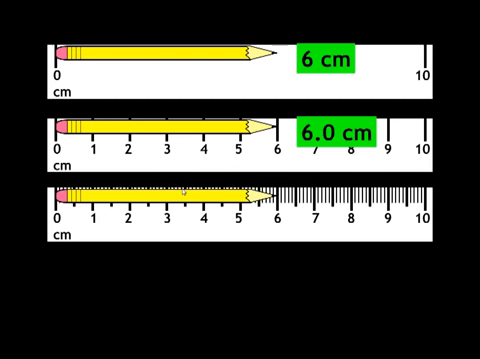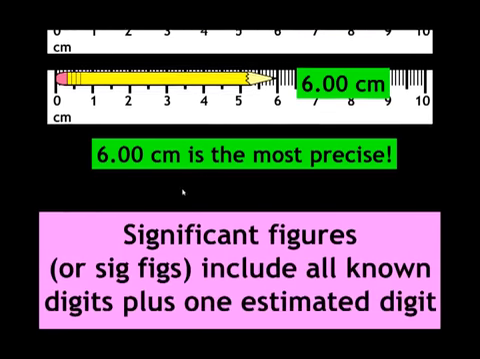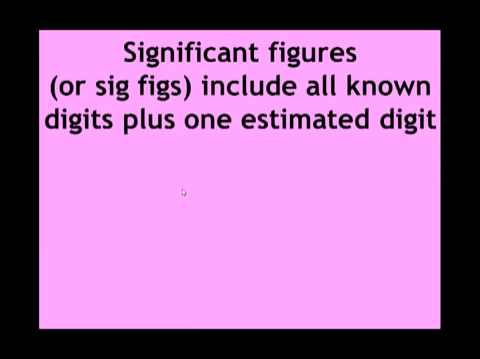So, can you guess from this third ruler, if we're going now out to the 100th place with our final digit, this particular pencil on this ruler would be measured as, hopefully you said, 6.00 centimeters. Okay, so that is the most precise of the three measurements. I'm not changing the value. It's still considered 6 on a calculator, but in a science class, 6.00 is a different number than 6.0 or just 6. And that leads us to our next discussion, which is significant figures.